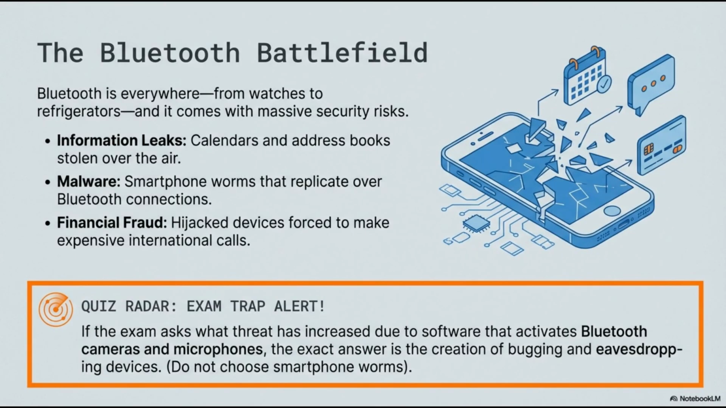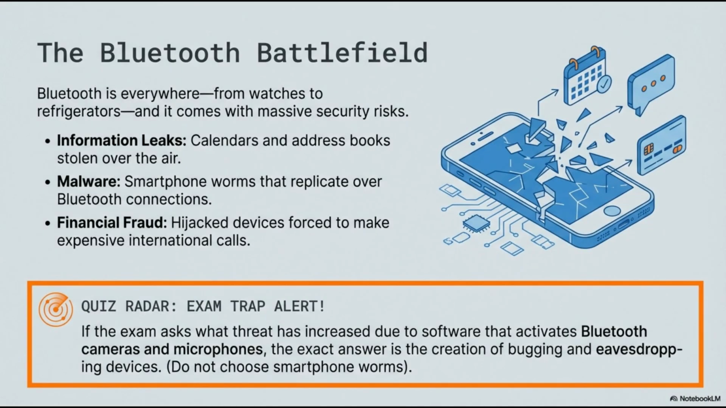A worm is defined by its primary mechanism, self-replication over a network connection. It's designed to spread. Oh, I see. Activating a microphone is about stealthy surveillance. It's creating a bugging device. They are functionally different goals.